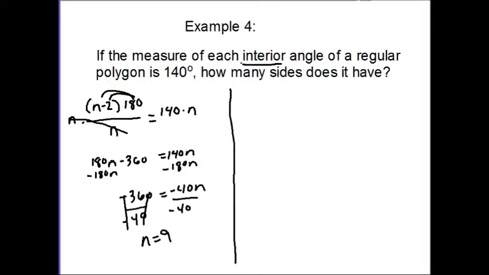Like I said before, I like dealing with exterior angles. So here's what I know. If my interior angle is going to be 140, that means that my exterior angle is going to be 40. Interiors and exteriors are supplementary. My exterior angle formula is 360 divided by the number of sides. Lets me know what each exterior is going to be.